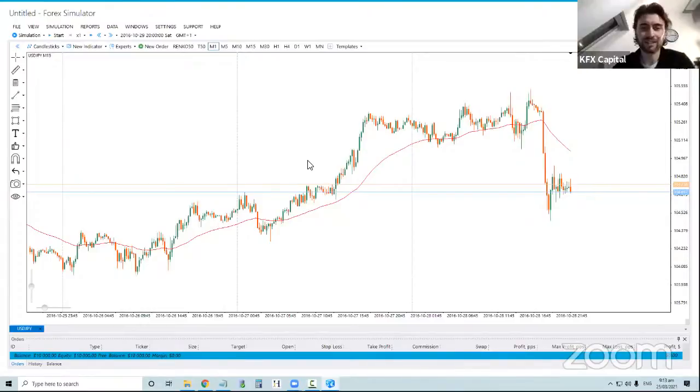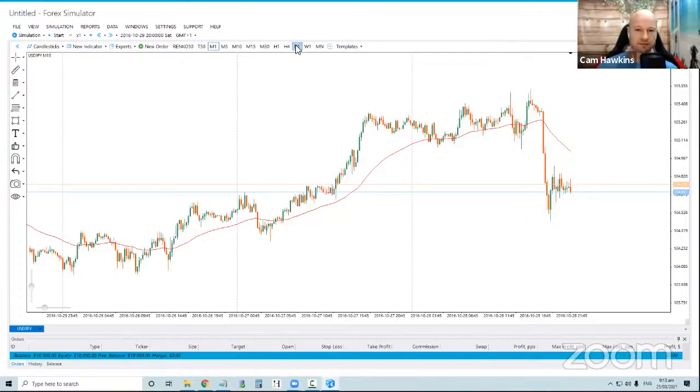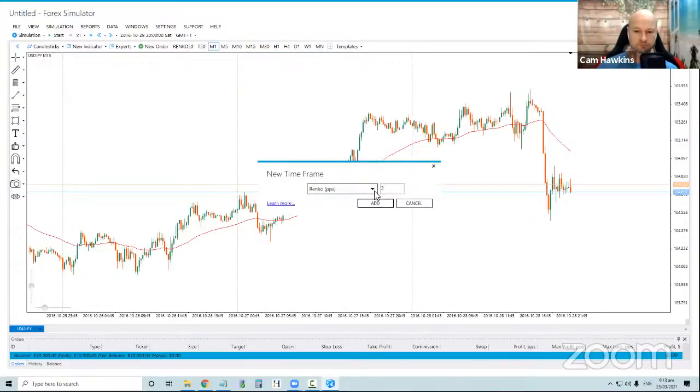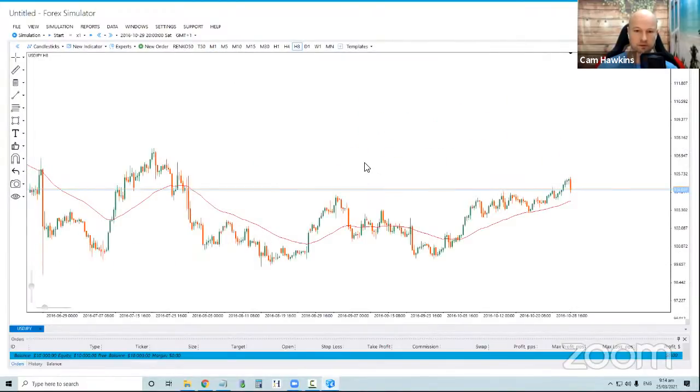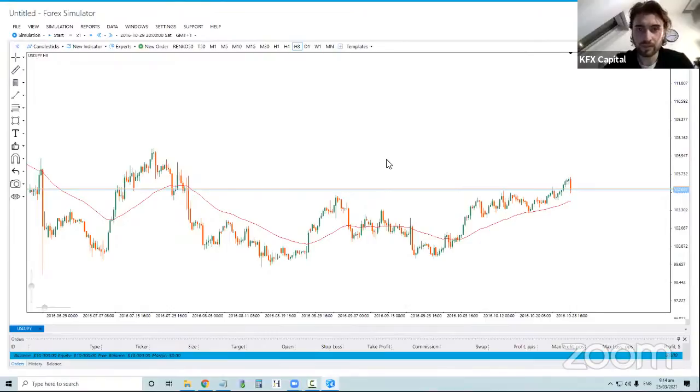Wait, can I add the 8-hour time frame? The 8-hour time frame, you sure can. New time frame, and we're going to go hours, 8. Cool. There you go. It's pretty neat. Done. Sweet. So let's go on the bigger time frame.